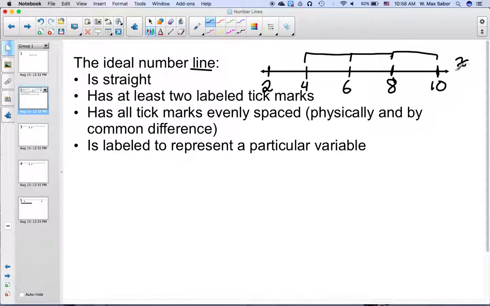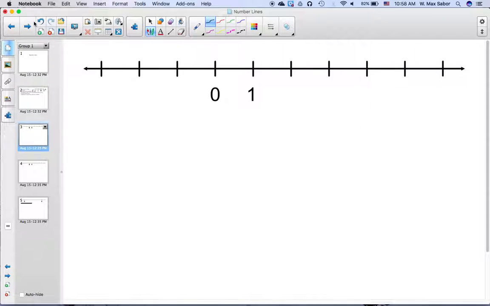It should also be labeled to represent a particular variable. So if we have this, we can say this is going to be an X number line. We have 0 and 1. They're already physically spaced evenly. But the next number on the line, because this is 0 to 1, we're adding 1, so the next number would be 2. Then 3, 4, 5, 6. And also, if these are adding 1, then going the other way is subtracting 1. There we go. So that's our number line.